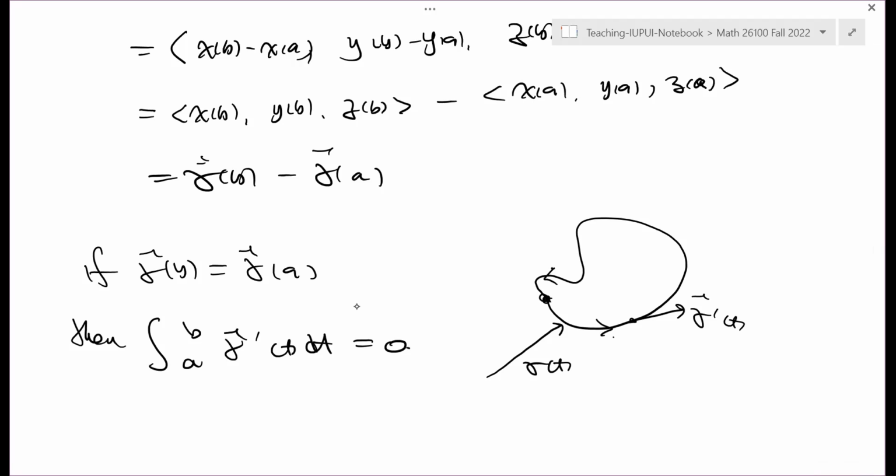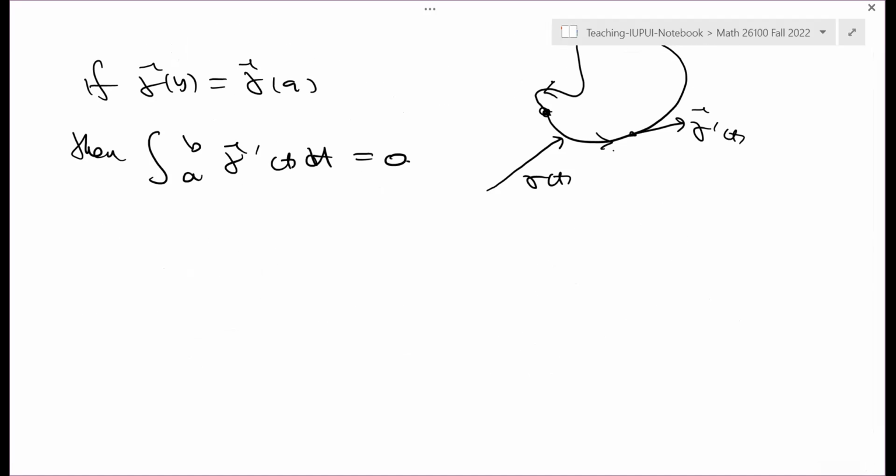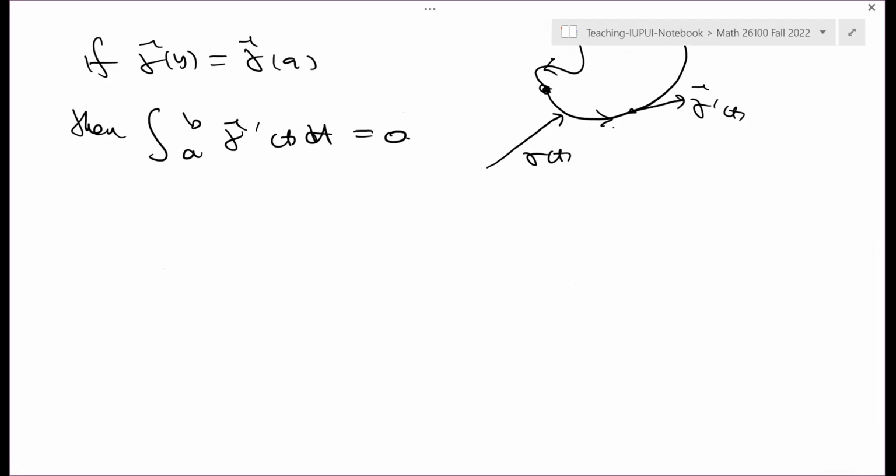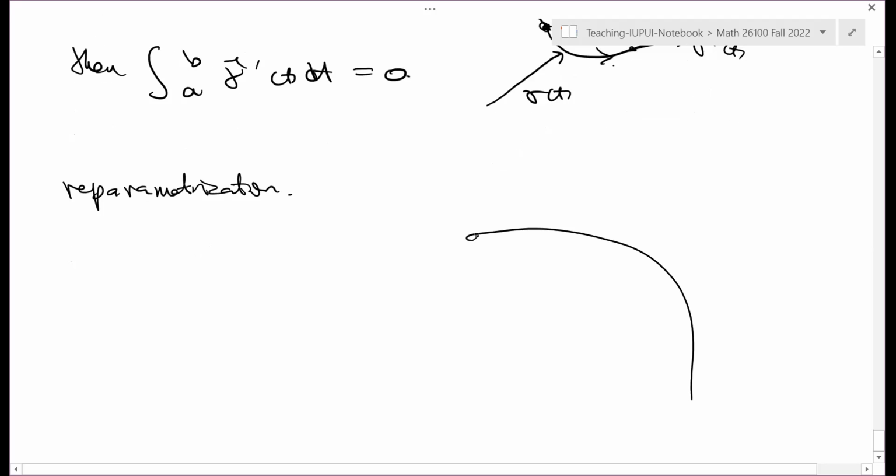All right. So I want to go back to the reparametrization problem. Okay, so you have a curve, right? Maybe originally the curve doesn't have unit speed. Right. So what do you have?